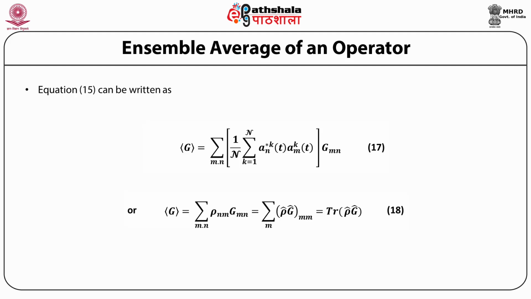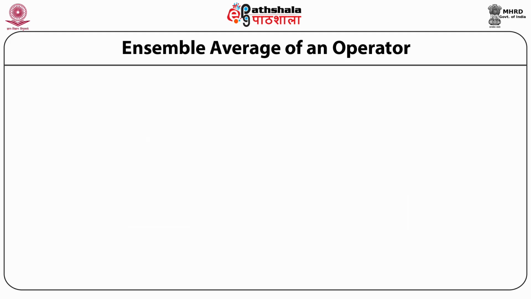which is equal to the summation over m of the diagonal matrix element of the operator obtained by multiplying the density operator with the operator G, which is equal to the trace of the product of the operators rho, the density matrix, and G, the operator G. Note, if operator G is equal to the identity operator, then the trace of the operator rho is equal to 1.